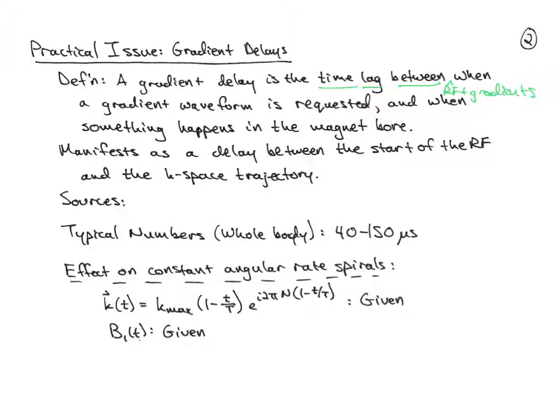So this then consequently manifests as a delay between the start of the RF pulse and the k-space trajectory. That is, there's a mismatch, right? We start playing the pulse too early compared to when we actually start traversing the trajectory. It can come from many sources. It can come from just digital delays in generating the waveforms. It can come from the frequency responses.